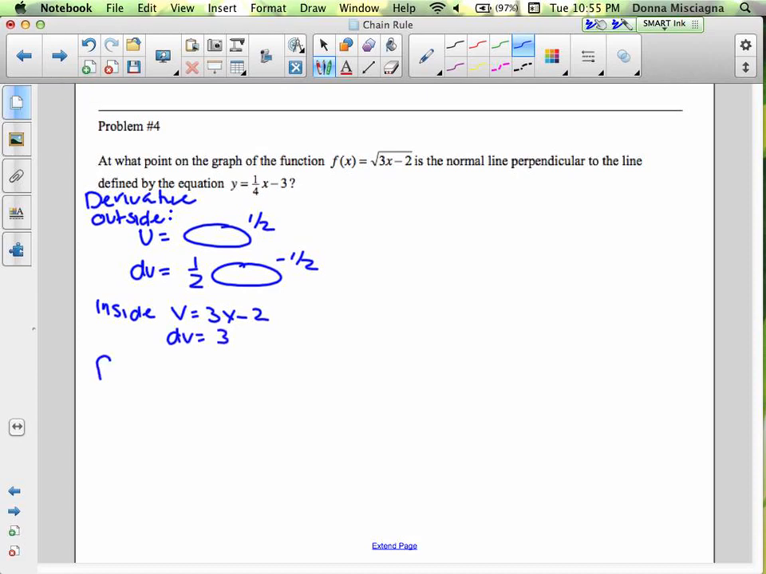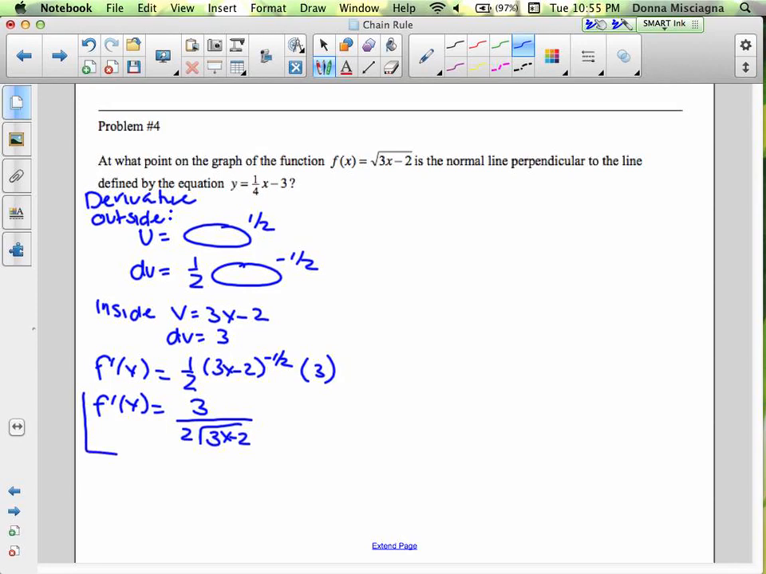So f prime of x is going to be 1/2 blop to the negative 1/2, or 1/2 3x minus 2 to the negative 1/2, all times 3. Let's simplify that. F prime of x equals, so only the 3 is going to be in the numerator. 3 divided by 2 square roots of 3x minus 2. That's our derivative. Yay! That's part 1.